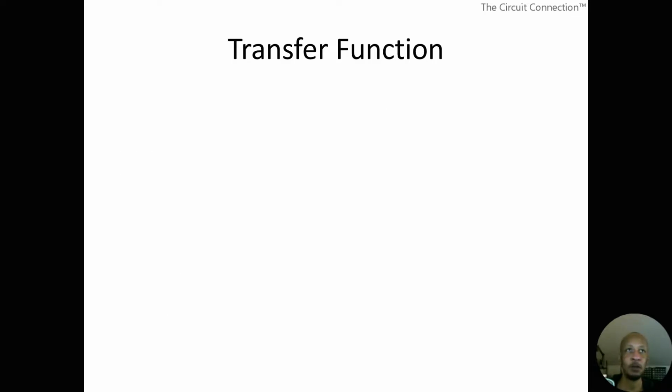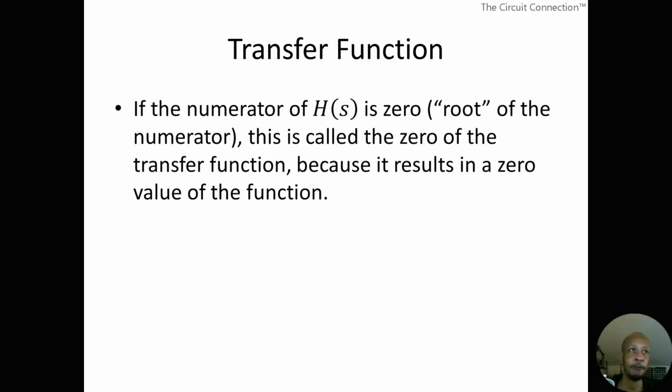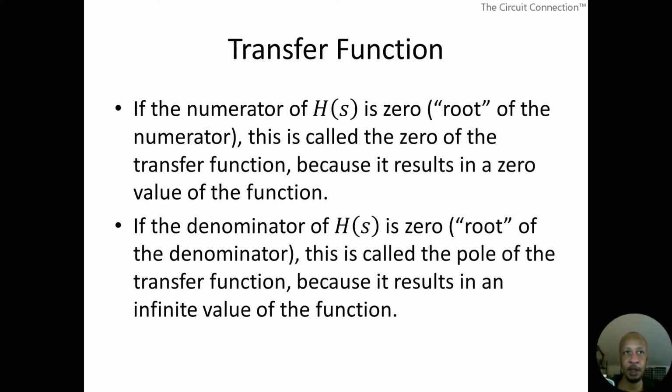So anyways, the transfer function, moving on. If the numerator of H of s is 0, the root of the numerator, this is called the zero of the transfer function because it results in a 0 value of the function. If the denominator of H of s is 0, which is the root of the denominator, this is called the pole of the transfer function because it results in an infinite value of the function.